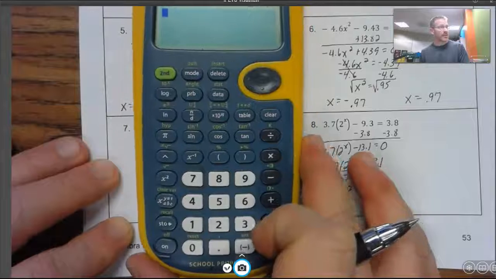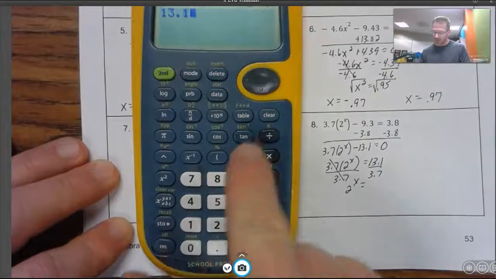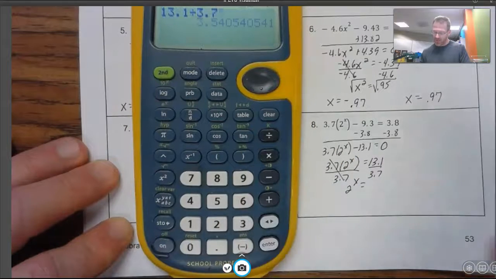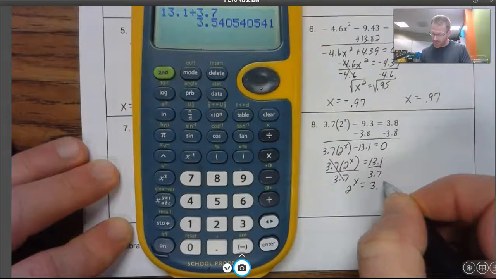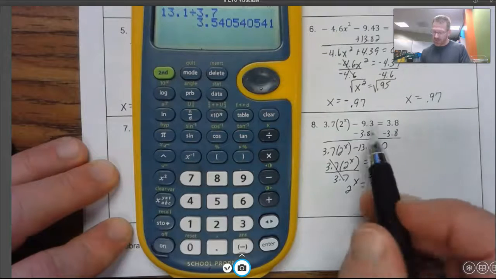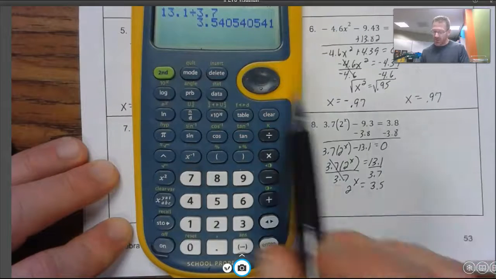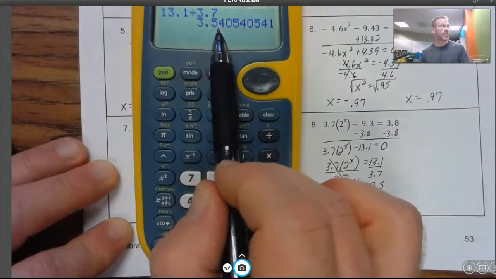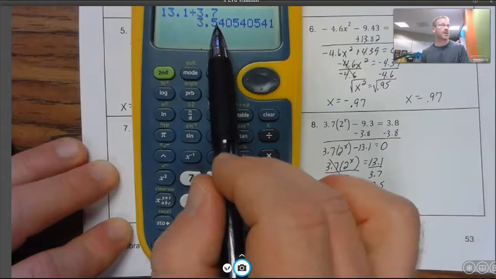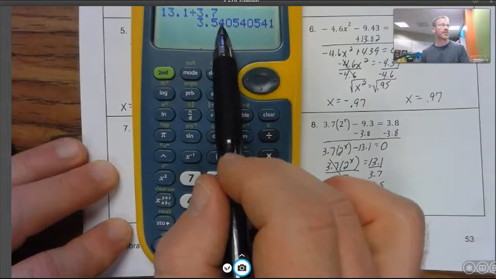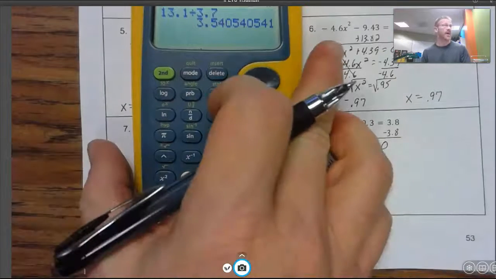All right, and then we do 13.1 divided by 3.7, and that's going to be 3.5. And once again, we have 1 decimal here, so I'm going to look at the decimal right after it. If it's 4 or less, I'm going to round to this number. If it's 5 or greater, I would round it up. So I'm going to say 3.5.